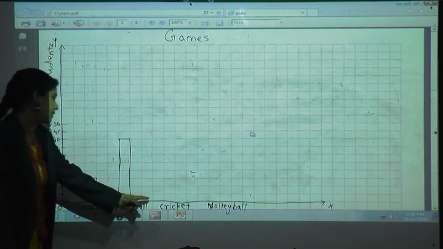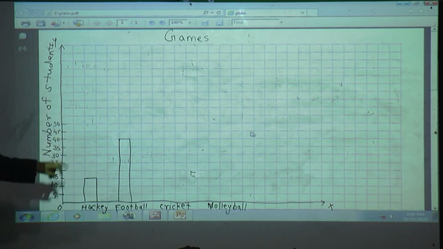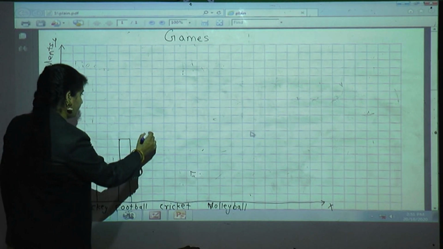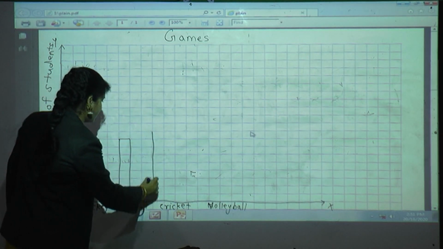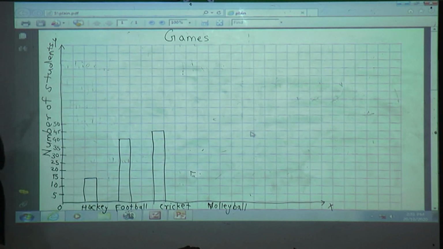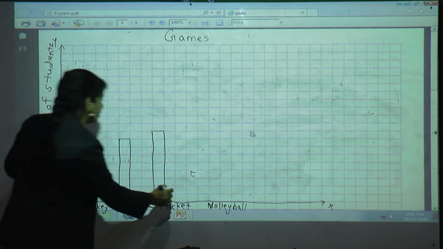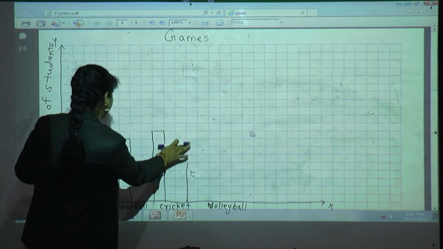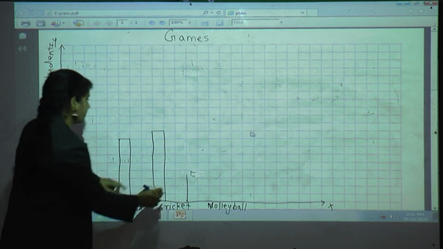Cricket. Here, how many students play cricket? 45. So here is the 45. Draw the graph. And volleyball. Okay students, how many children played volleyball? 20. Here, where it is 20, see here.